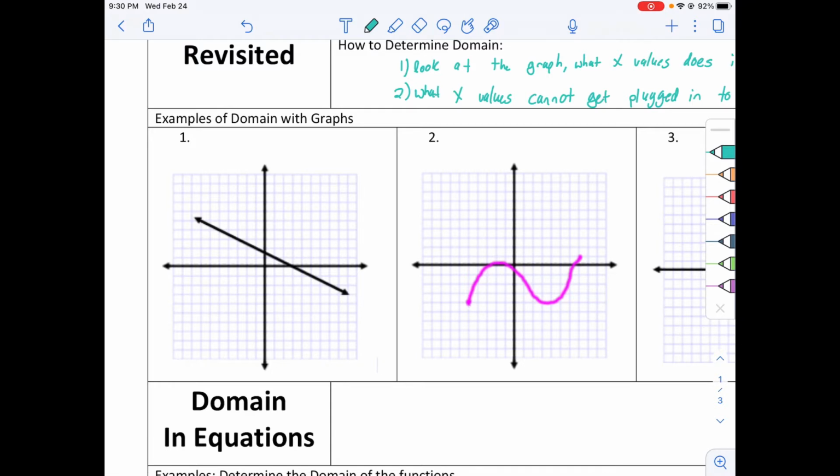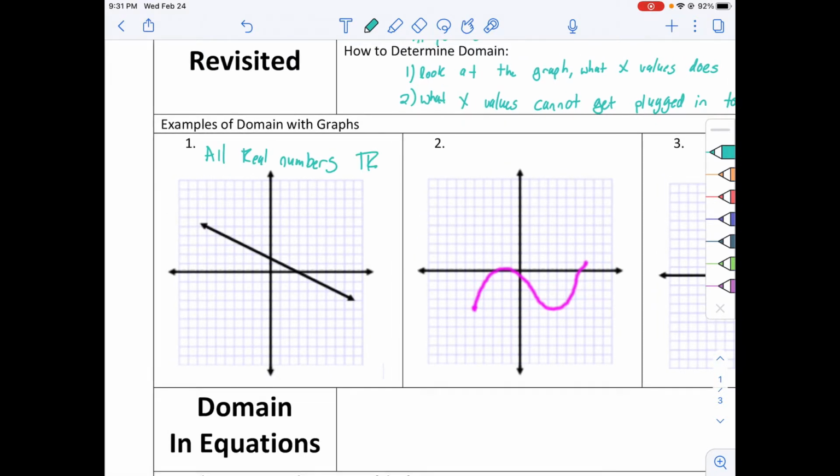As you can see, this graph is going to the right forever, it's also going to the left forever, and then all of these points in the middle are getting covered. This is our standard domain that we have talked about a million times. We call it all real numbers. We also can just use the symbol, the double bar R.